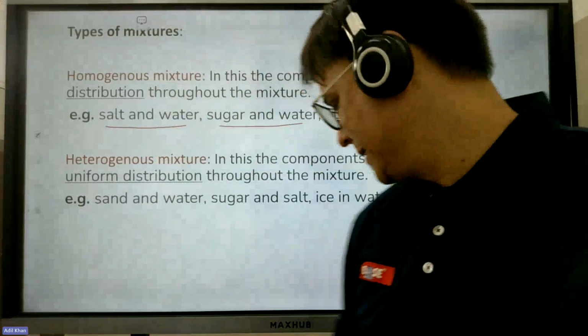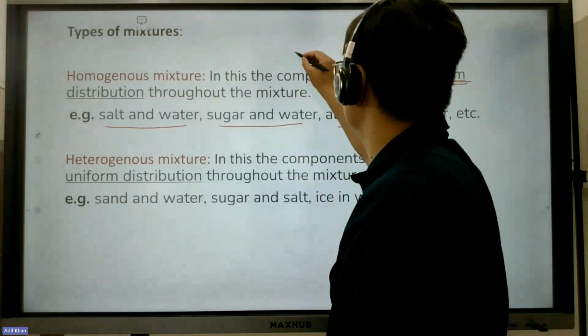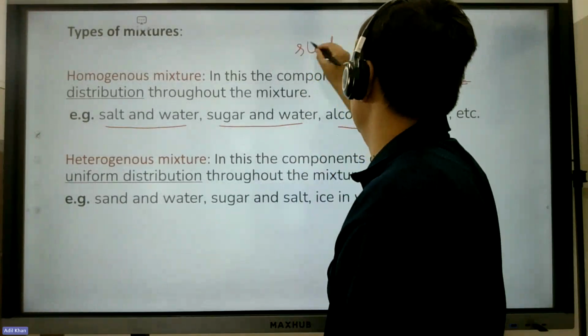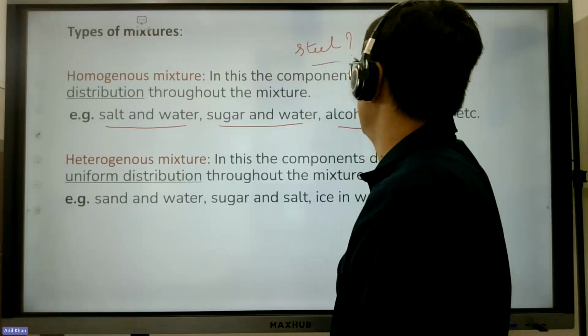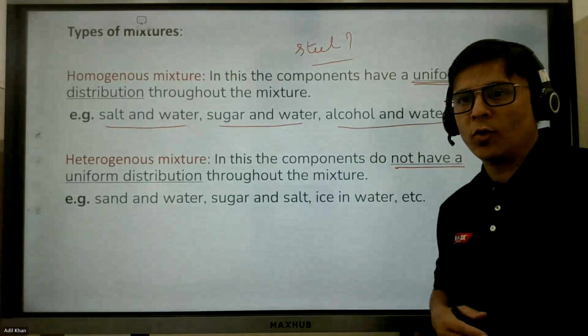Before I move inside, I just want to ask you, you know stainless steel? I believe you know stainless steel. What is this? Is this a homogeneous mixture or a heterogeneous mixture? What do you feel? Homo or hetero?